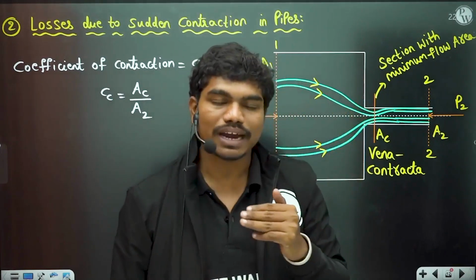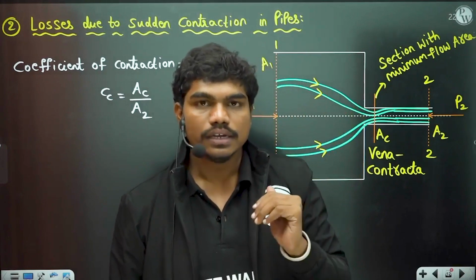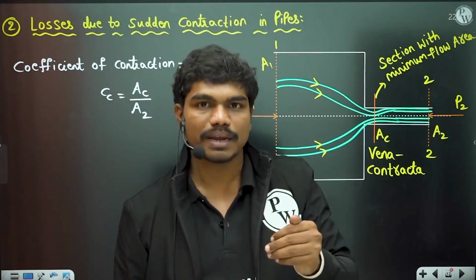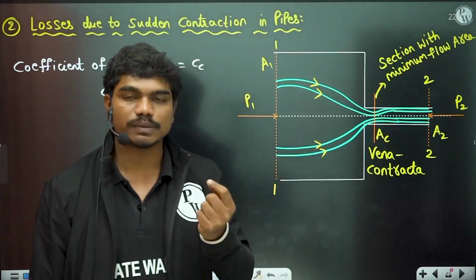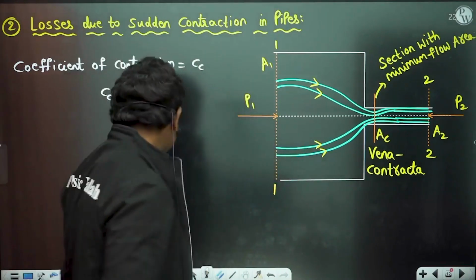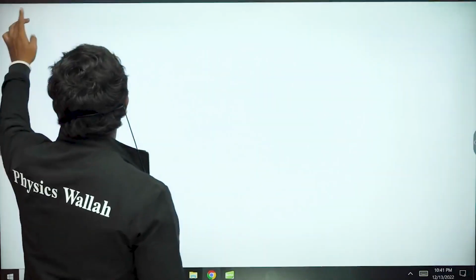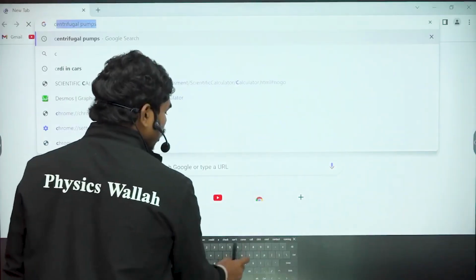And who gives you the value of Cc? Normally you have tables. Depending upon the material of the pipe and all, we have certain values for Cc, which are obtained from experimental results for the vena contracta area. I'll show you the coefficient of contraction tables. Normally you will pick the value of Cc from the tables.